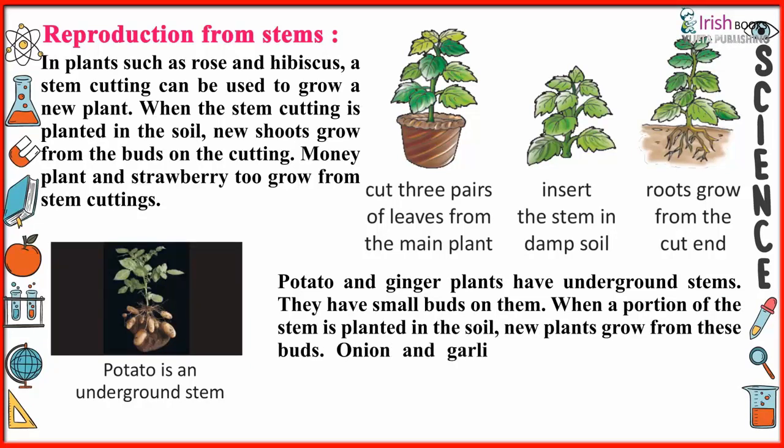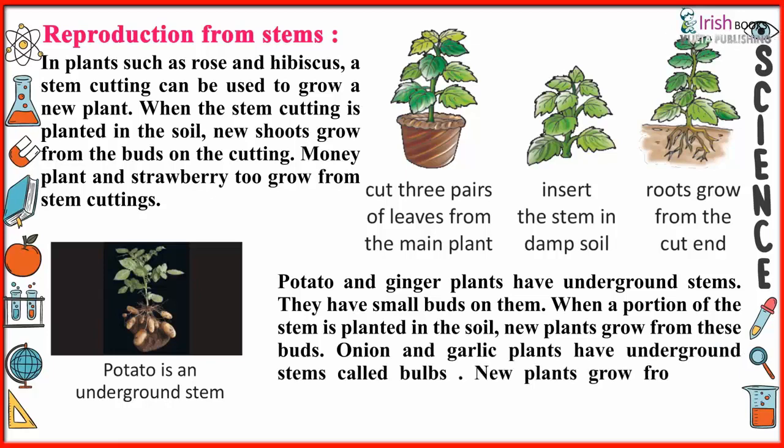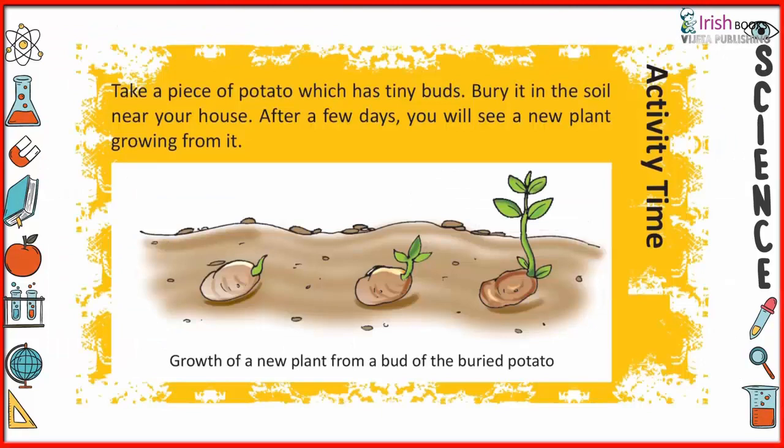Onion and garlic plants have underground stems called bulbs. New plants grow from these bulbs. Activity time. Take a piece of potato which has tiny buds. Bury it in the soil near your house. After a few days, you will see a new plant growing from it.